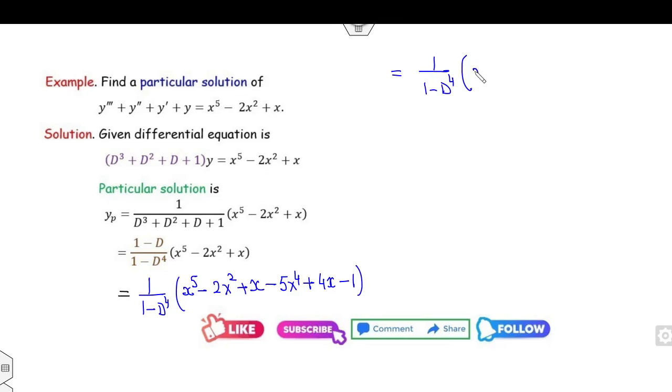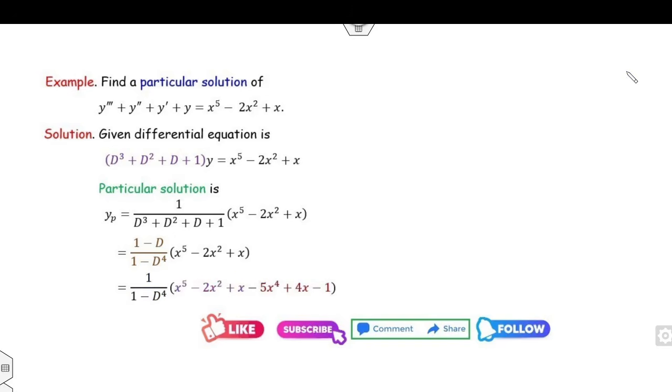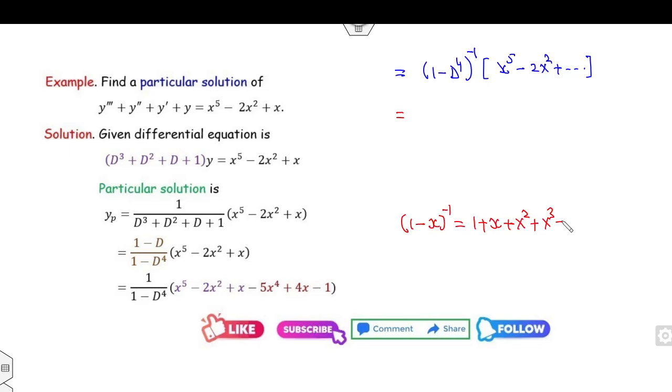It's x raised to power 5 minus 5x raised to power 4. Then it's minus 2x square, plus 5x minus 1. Fine. Now you can write this expansion. This is the expansion of x raised to power 5 minus 2x square and so on. Now you can write this series. What is the expansion of 1 minus x? It is 1 plus x square plus x cube and so on. You have to write until the degree 5.